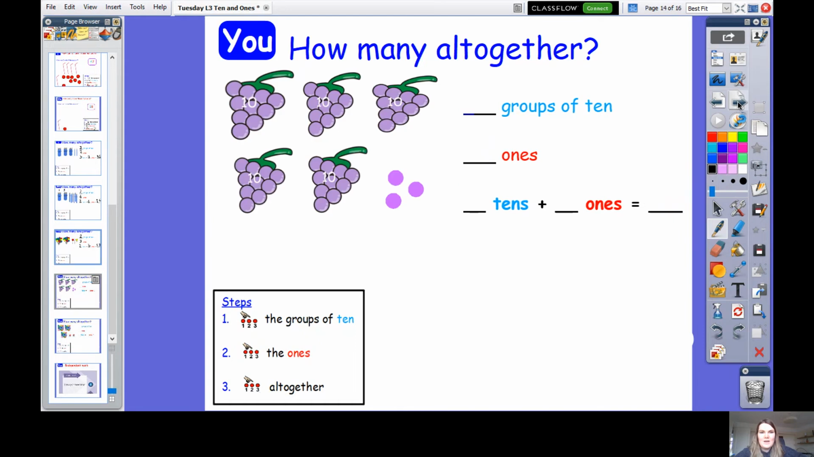Fantastic. Okay. Do you think you could do it again? I think you can. This time I want to know how many grapes I have. I want you to put the tens together and I want you to put the ones together. Okay, so group my tens, then you group the ones, then you write the sum. Okay, I'm going to give you 30 seconds again. Put me on pause. Go.